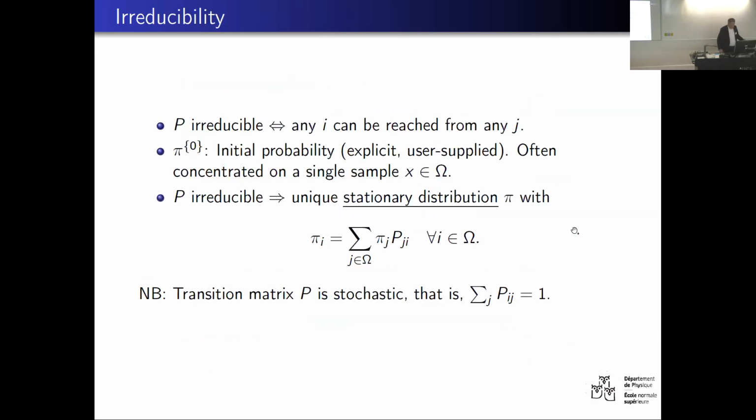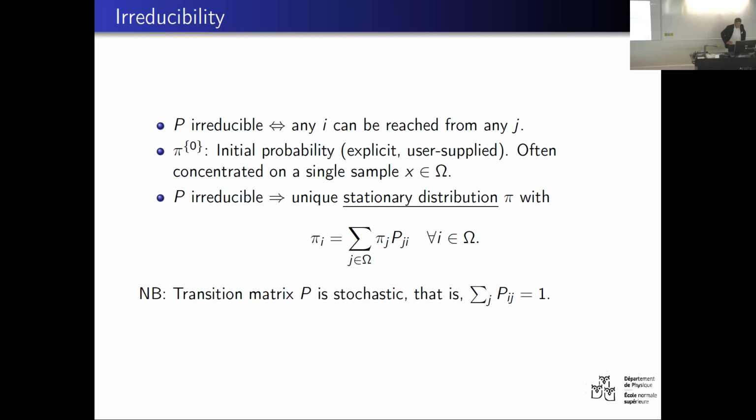So now let's do, which I was told I should give, a little introduction to Markov-Chain Monte Carlo, so I'll do it my own style. So, irreducibility. Irreducibility means the transition matrix is irreducible: any i can be reached from j, or any j can be reached from i. That's irreducible.